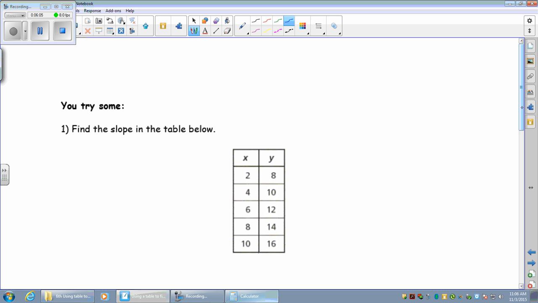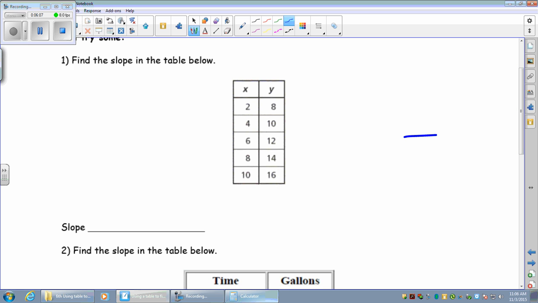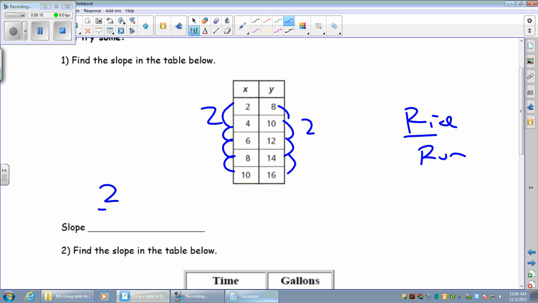All right, so looking at this first one, my rise over run, my rise is just 2, and my run is just 2. So my slope is 2 over 2, which reduces to 1. You need to write it as 1 or 1 over 1. They do not want something like 2 over 2.